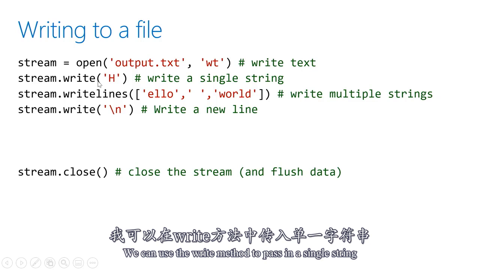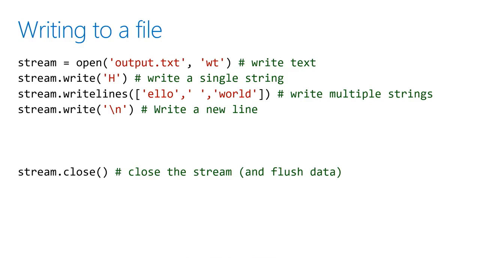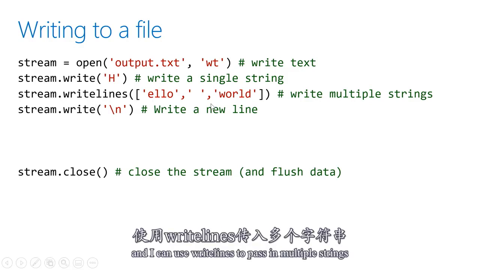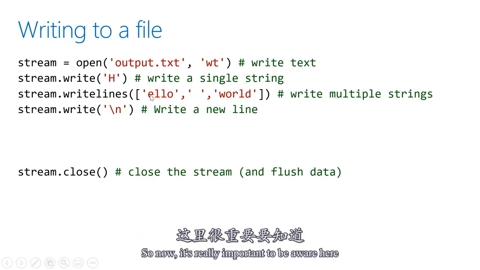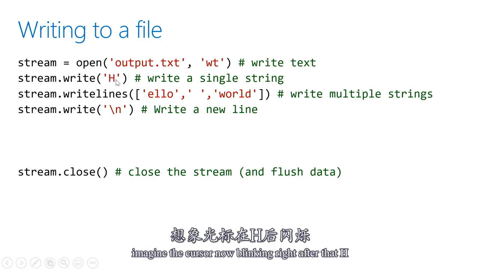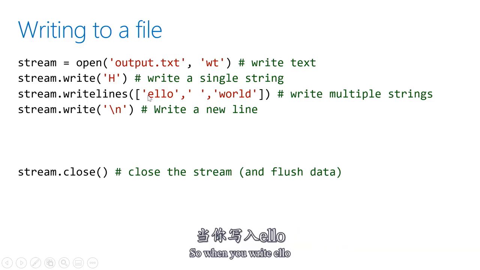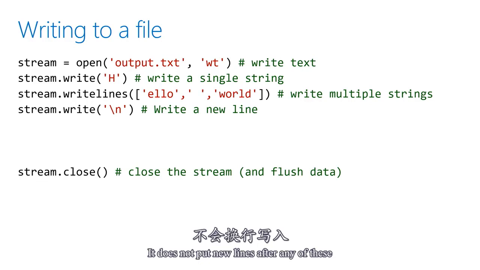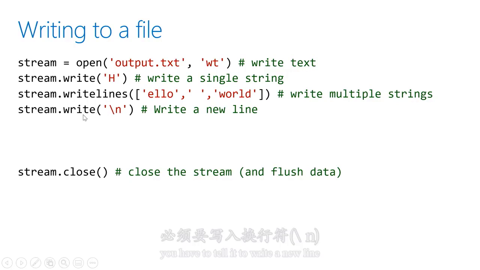We can use the write method to pass in a single string or one or more characters. And I can use writelines to pass in multiple strings. Now it's really important to be aware here. Think of when you write the H, imagine the cursor now blinking right after that H. So when you write ELLO, it literally puts it right after the letter H. And then when you write the space, it now puts in a space. And then when you pass in the string world, it puts the word world. It does not put new lines after any of these. If you want a new line, you have to tell it to write a new line.